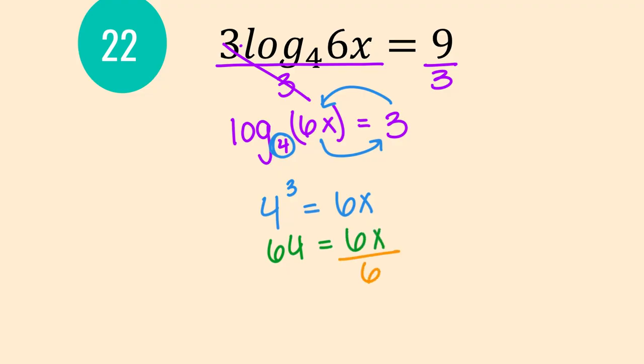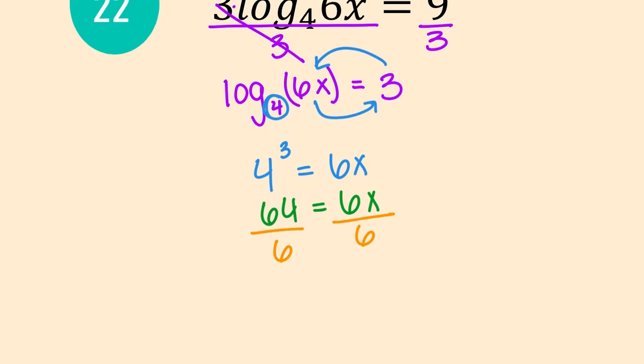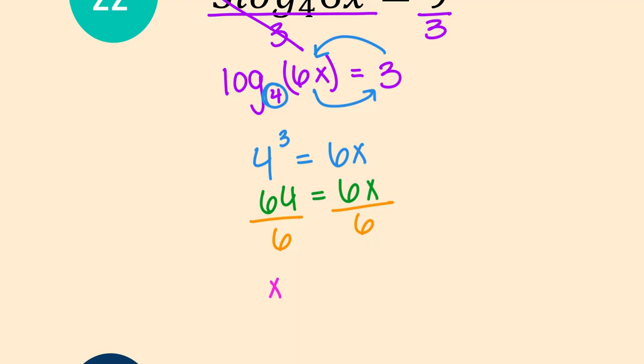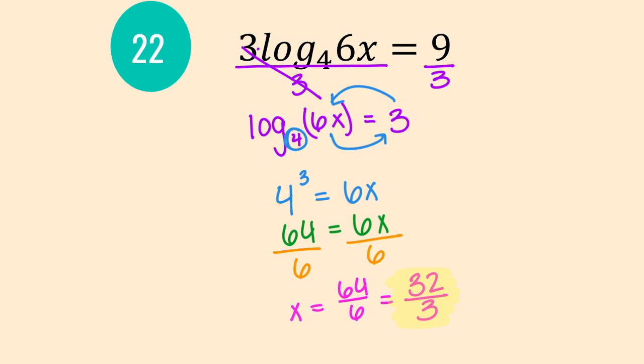4 to the power of 3 gives me 64 equals 6x. And divide by 6. Keep in mind, this can be simplified. x equals 64 over 6, but that can be simplified to 32 over 3. And that would be my answer. Again, if it's not simplified, it is not fully correct. You will receive points off. So please make sure you simplify your answers.